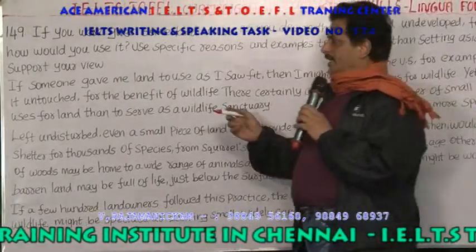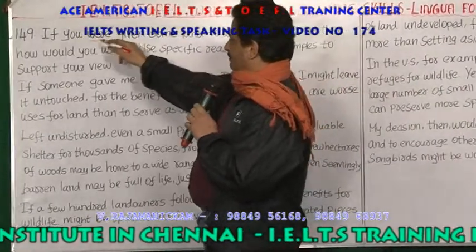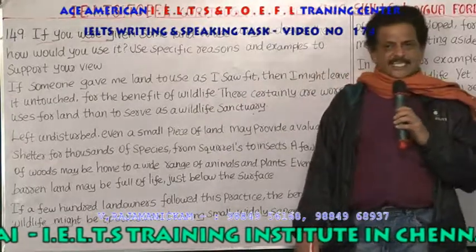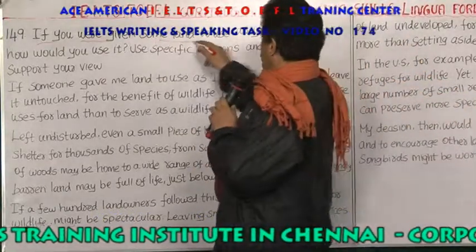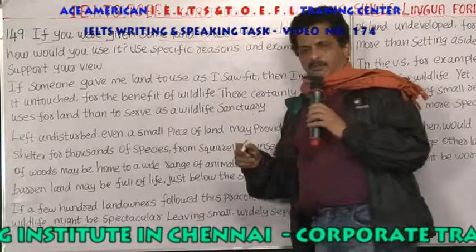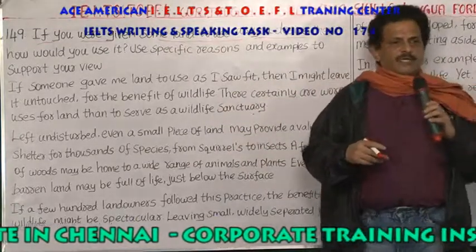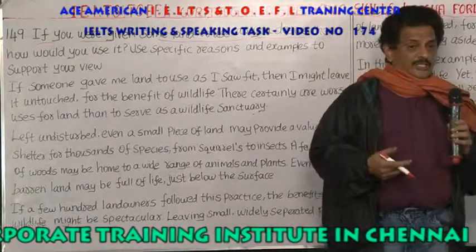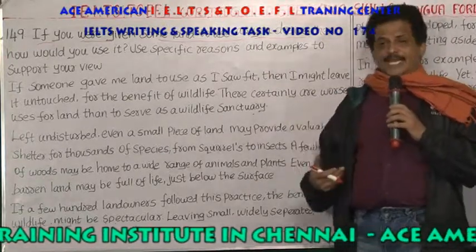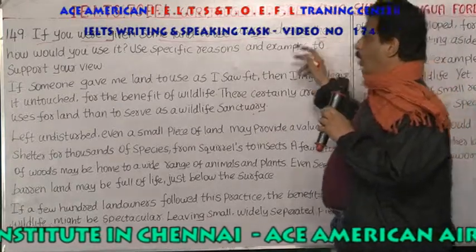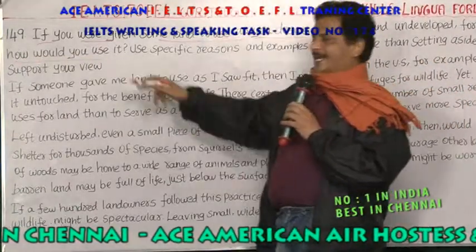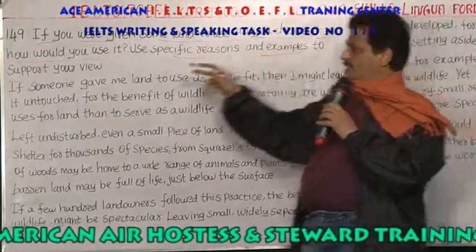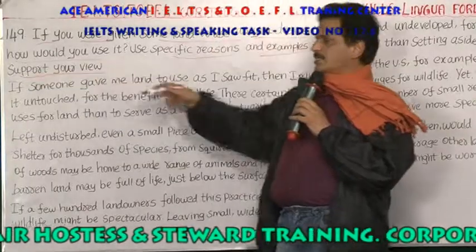See the topic here. If you were given some land to use as you desire. It's a conditional sentence, isn't it? What do you mean by that? We give you 100 acres of land, and you can do whatever you like. Then how would you use the land? You have to use specific reasons and examples to support your view. Hope you are able to understand this topic.